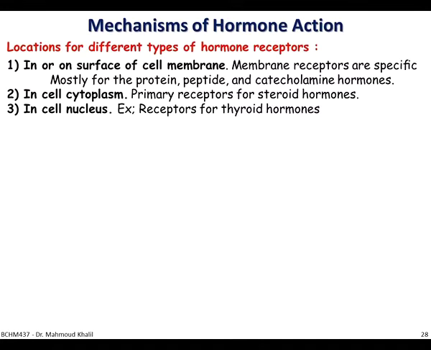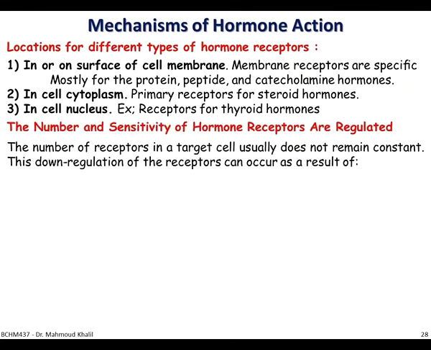Famous examples for receptors on the cell membrane include those for hormones which are protein in nature and catecholamine hormones, while receptors in the cytoplasm deal with the steroid hormones, and receptors in the nucleus deal with the thyroid hormones.